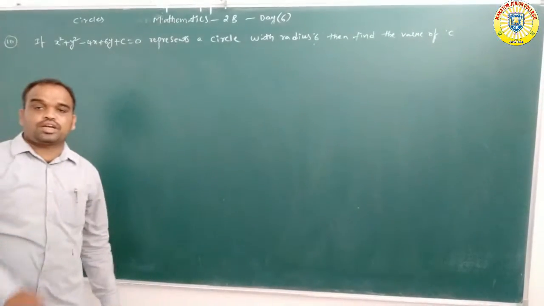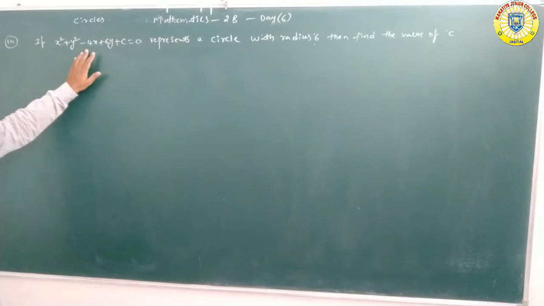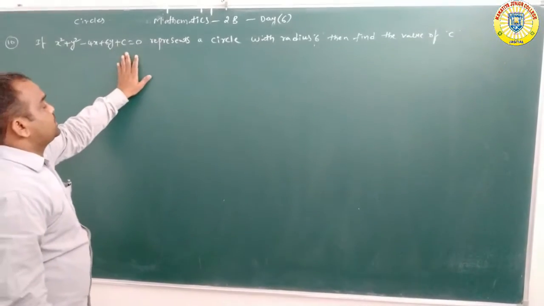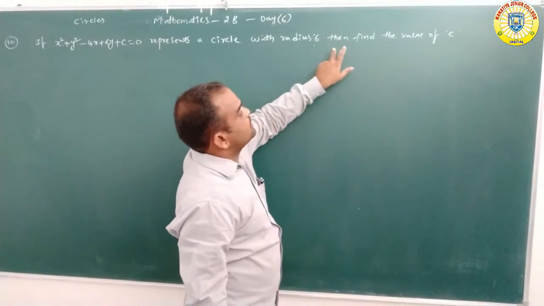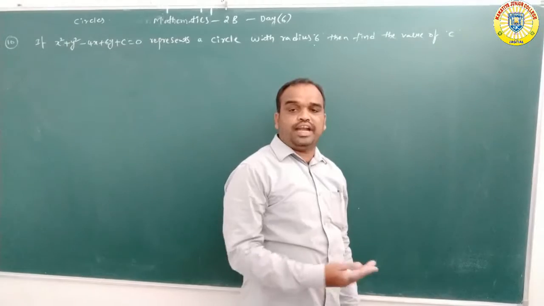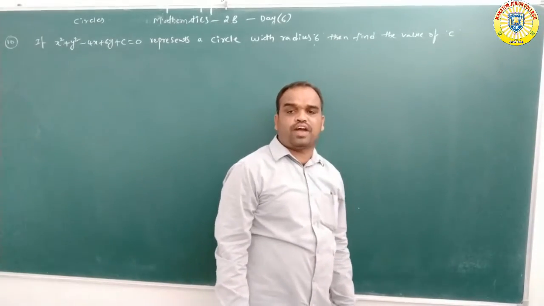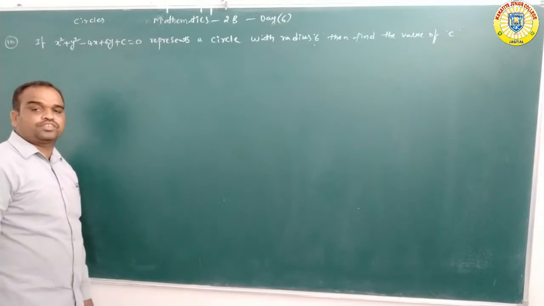See the next question, continuation. If x square plus y square minus 4x plus 6y plus c is equal to 0 represents a circle with radius 6, then find the value of c. So with radius 6, what is the value of c? Here the radius is given, and we are finding the value of c.